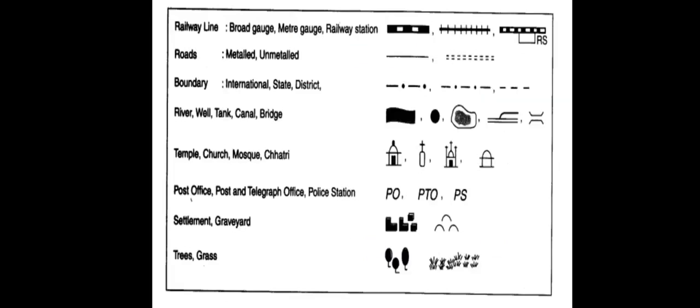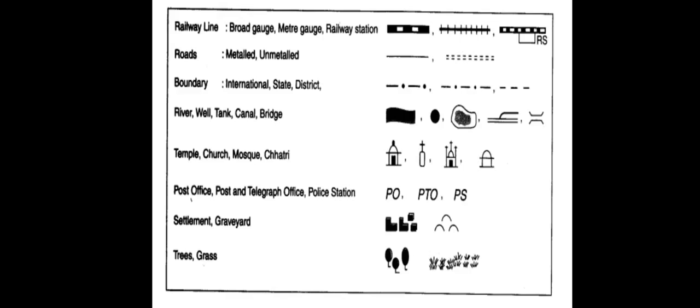Here in your book, they have given many symbols. For example, broad gauge, meter gauge, railway station, they have written RS. And metal road. What is a metal road? If the road is properly lined, it is called a metal road. Unmetal road means it is completely made up of mud and it is not a proper road. That is called an unmetal road. If it is a metal road, you draw a line. If it is an unmetal road, you draw a parallel line, a split parallel line.